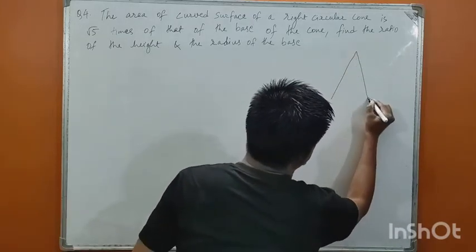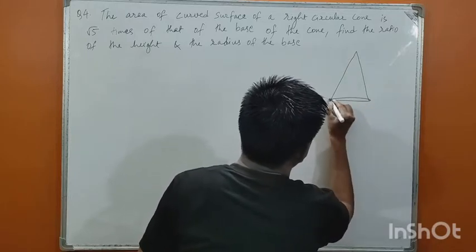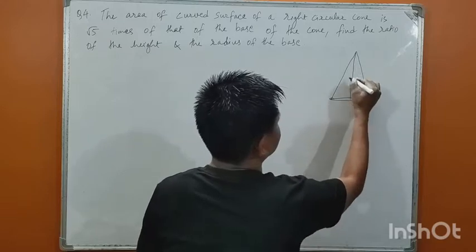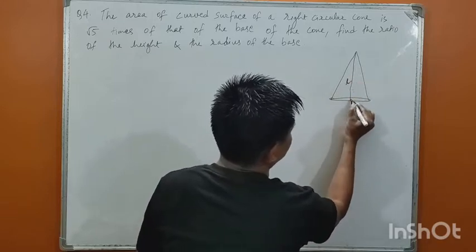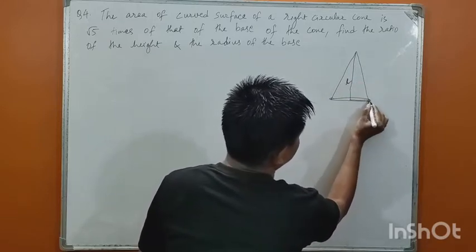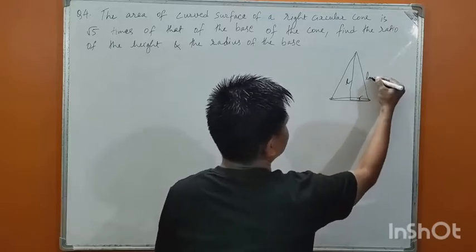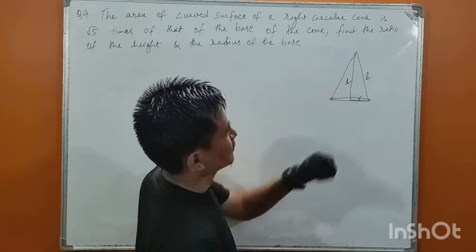This is the cone, okay? This is the height of the cone, isn't it? And this is the radius of the base of the cone. r is the radius of the base of the cone. This is the slant height of the cone, okay?